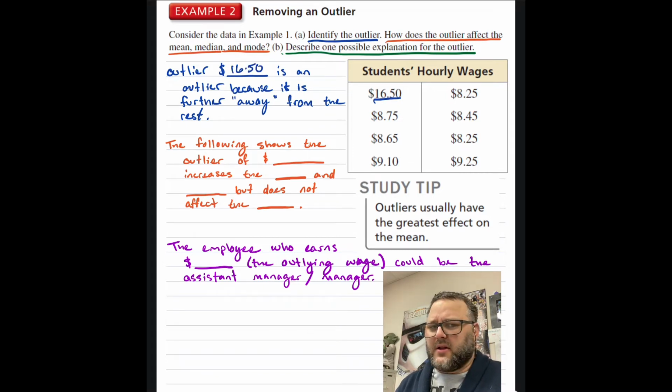Now, remember, an outlier doesn't have to be one number. It can be a group of numbers. It can actually be on both sides. It can be all around a data set. It's anything that doesn't belong with the main group. So it's outside of it.